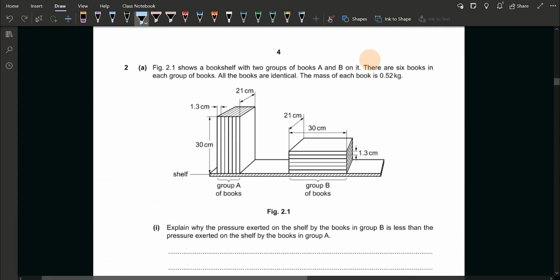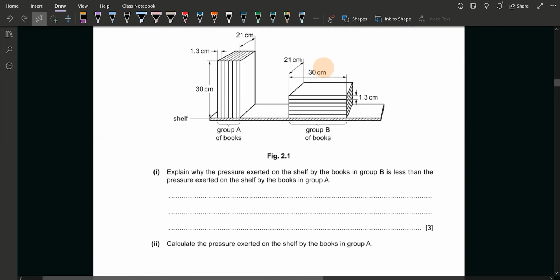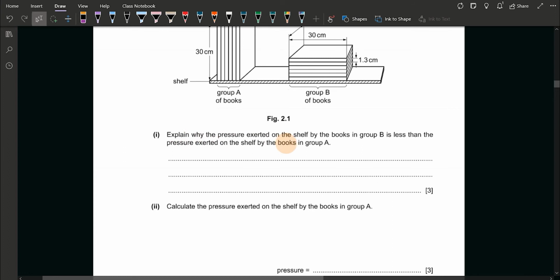Question number 2, part A says figure 2.1 shows a bookshelf with two groups of books A and B on it. There are 6 books in each group of books. All books are identical. The mass of each book is 0.52 kg. Part I says explain why the pressure exerted on the shelf by books in group B is less than the pressure exerted on shelf by group A.